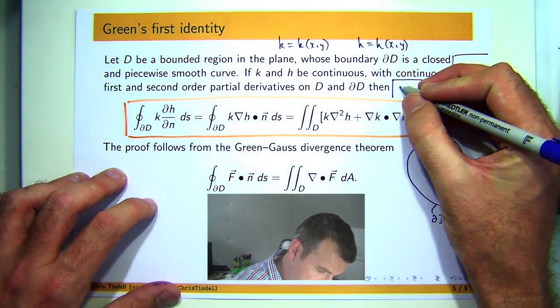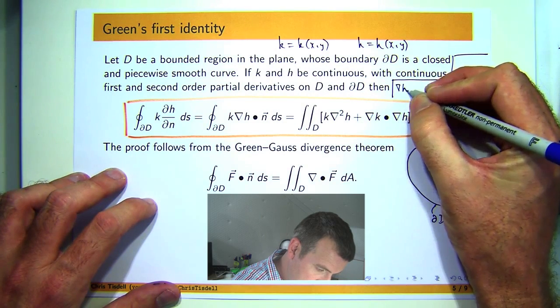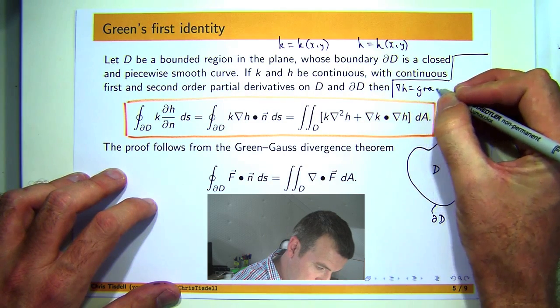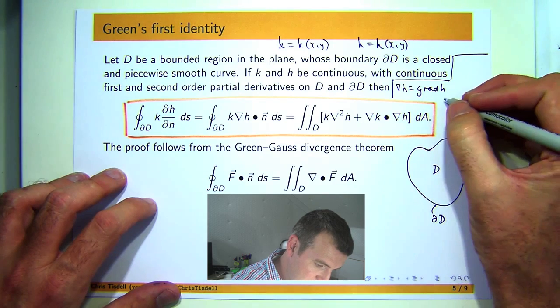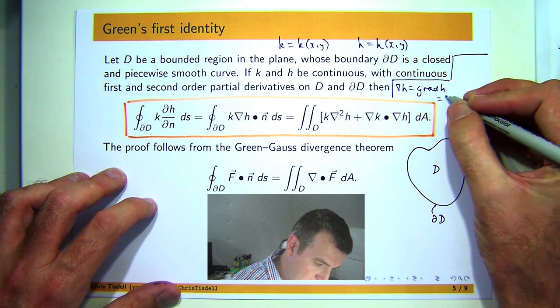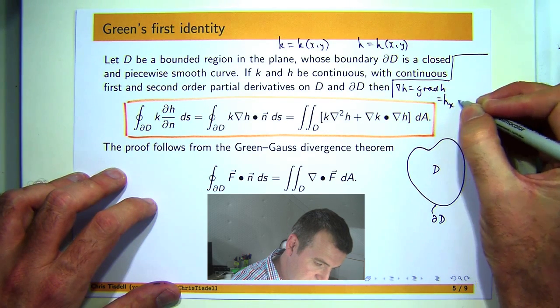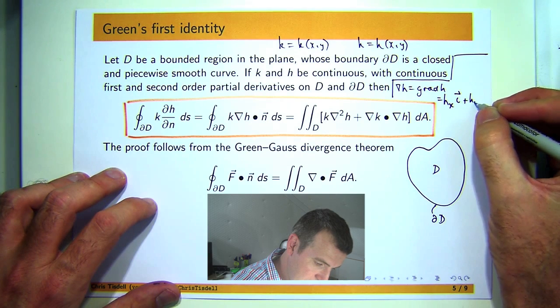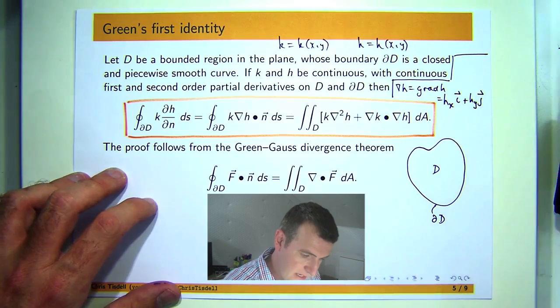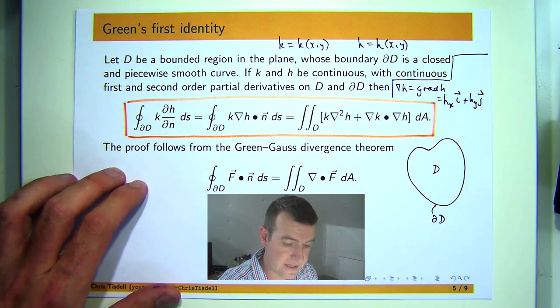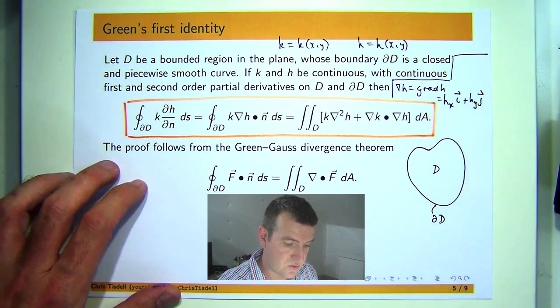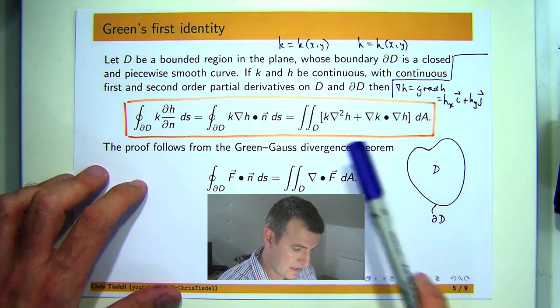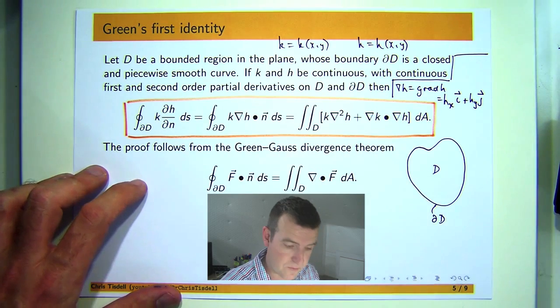Sometimes called the grad h or the gradient of h. So this is a vector field whereby you take the partial derivatives of h and you write them as a vector. Okay, so i and j are the standard unit vectors. The subscripts mean partial derivatives. Okay, the dots mean the dot product.